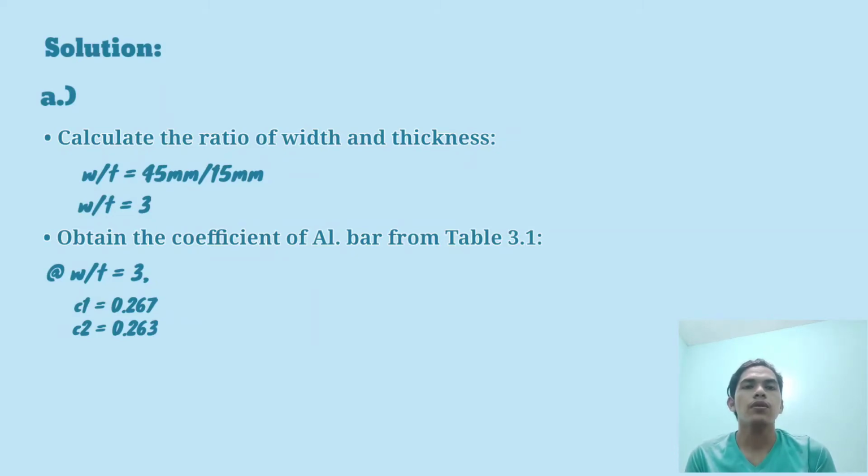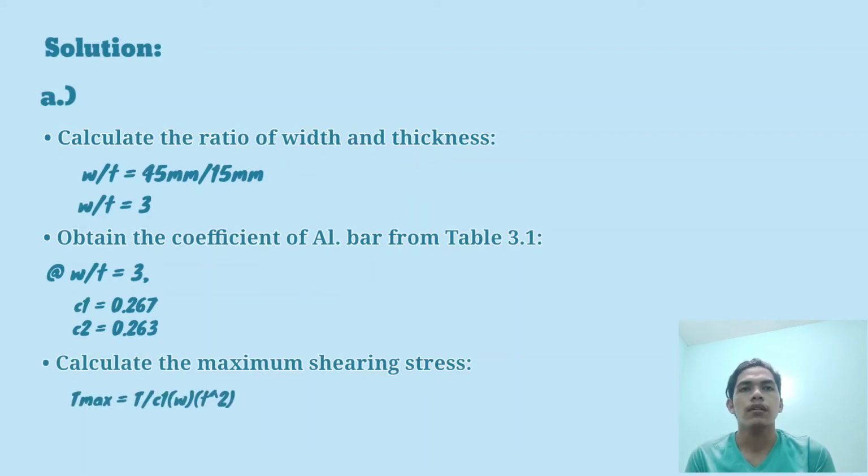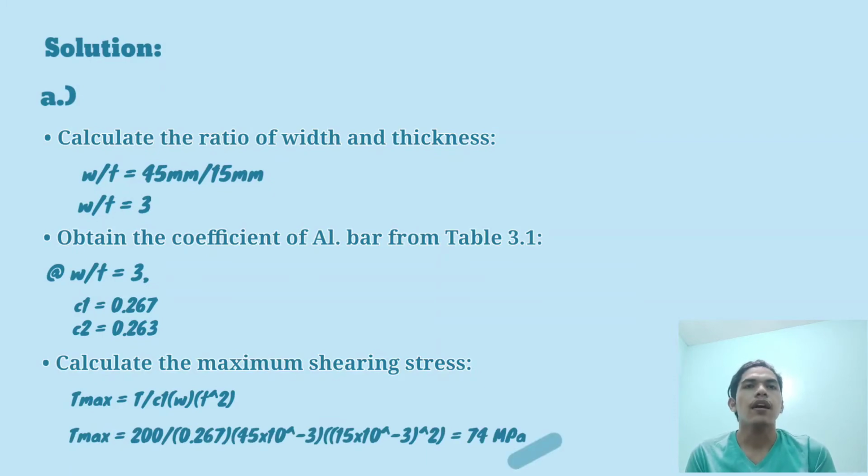The next thing to do is to calculate the maximum shearing stress by using this relation. Here, T is the largest torque. Now we have the C1 and the width and the thickness. Substitute, and we will get this answer.